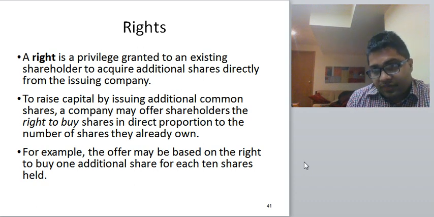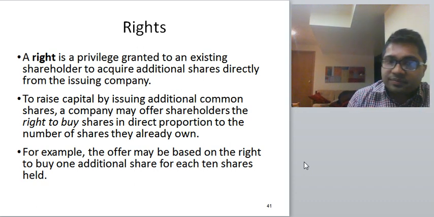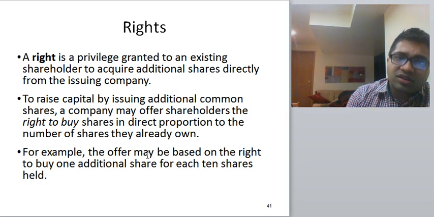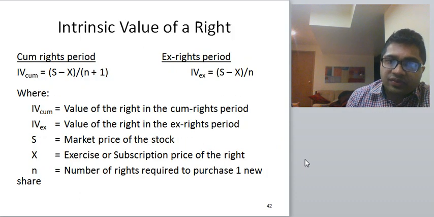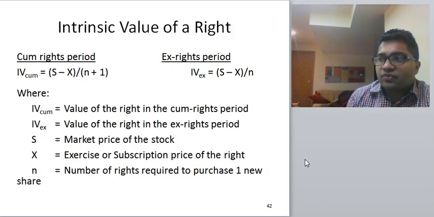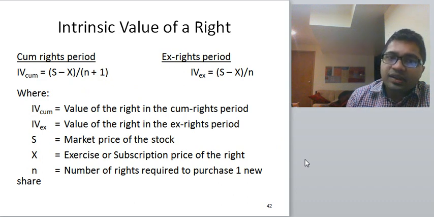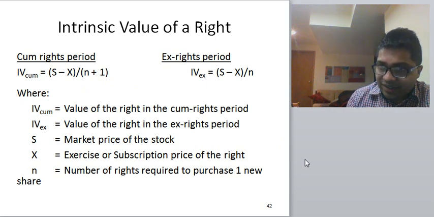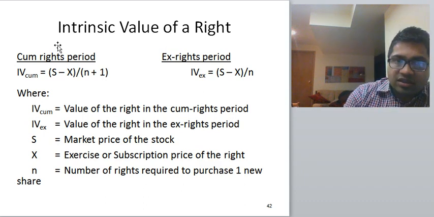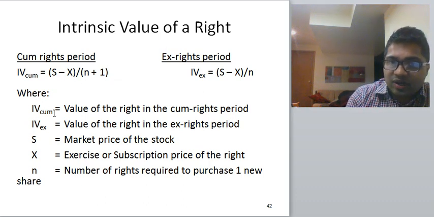So it's like a call option. I get the right to buy, but there is no obligation. For example, the offer may be based on the right to buy one additional share for each 10 shares that you have. Again, there is a cum-right period and an ex-right period. Cum-right period means stocks are trading with rights, and ex-right period means the stocks are not trading with rights. So the value of a right in the cum-right period is (S minus X) divided by N plus 1.